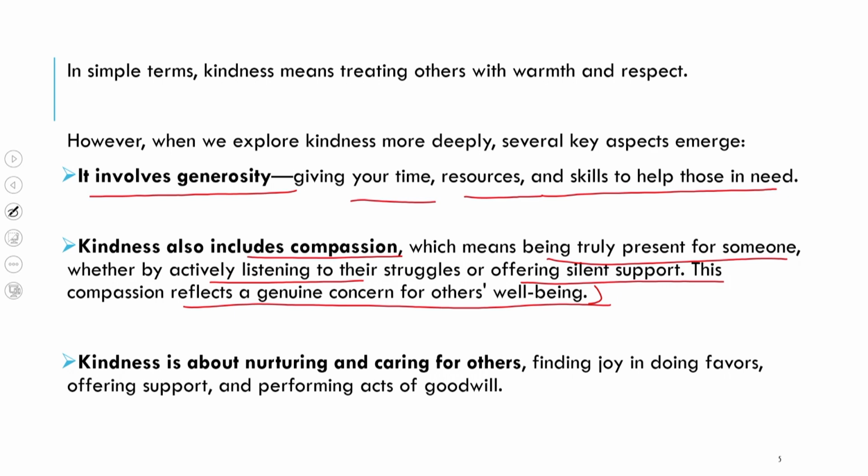So, kindness includes compassion, it includes generosity, and kindness also is about nurturing and caring for others. So, that is the action part that we talked about. So, it is finding joy in doing favors, offering support and performing acts of goodwill and so on.